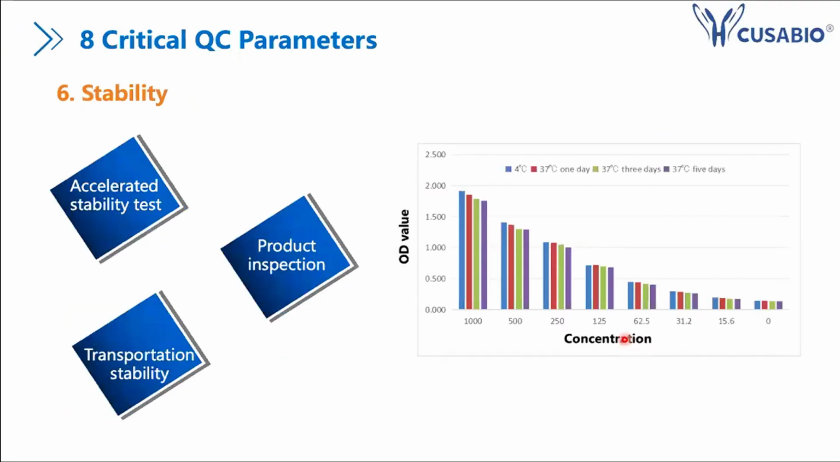The next one is related to the stability of the kit. For the stability, not only the transportation stability, but also before we transport it, we will perform the accelerated stability test. This test will test the kit at different temperatures and also test the kit for different days at the same temperature. All this is to make sure that our product is qualified before we deliver it to you. It's kind of like a product inspection. And we also guarantee that during the whole transportation, the kit will be stable.